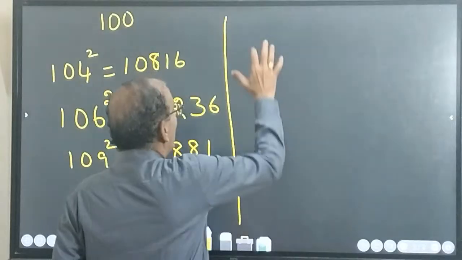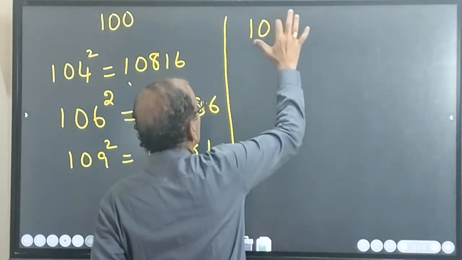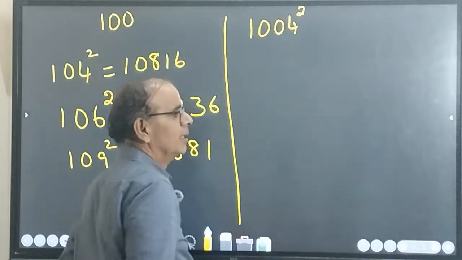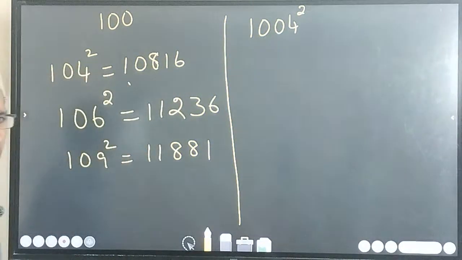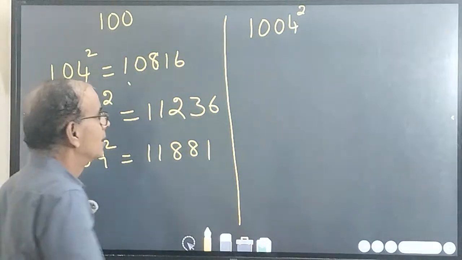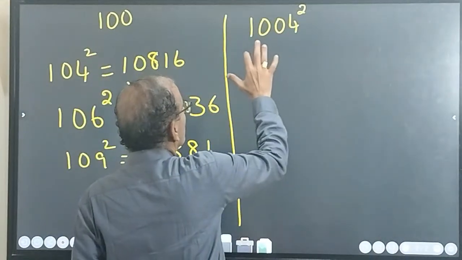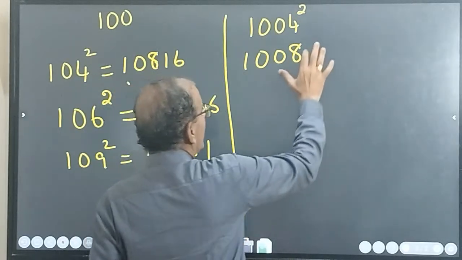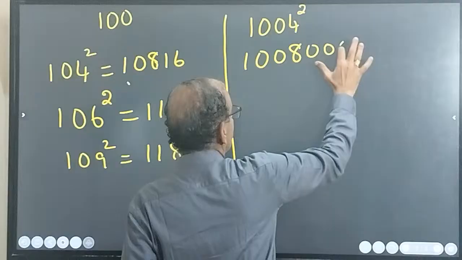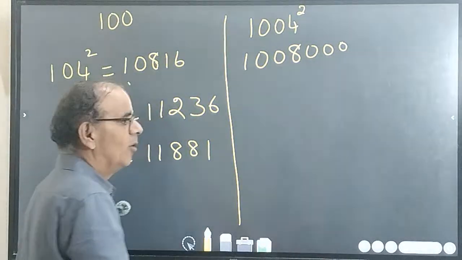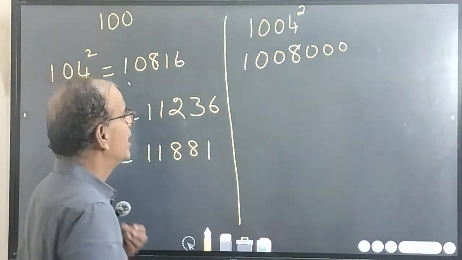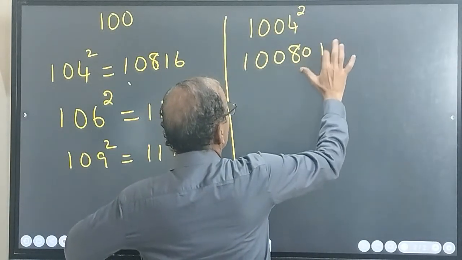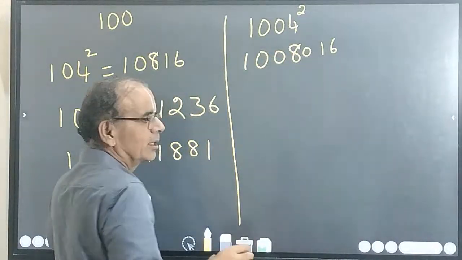Suppose I have to find 1004 squared. 1000 consists of how many zeros? 3 zeros. 1004 plus 4, how much? 1008. You write 3 zeros. Then what is 4 squared? 4 squared is 16. Just here change to 16. That is the answer.